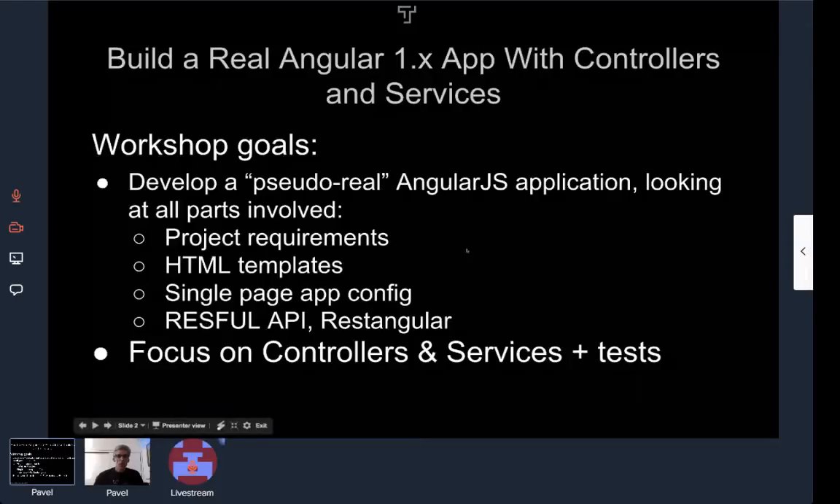So we'll start from the project requirements. We'll look at the HTML templates. We'll look at how we configure an application in Angular. And then we'll look at the RESTful API using Restangular as a library that allows us to talk from AngularJS to the server through the RESTful API. The focus of this workshop will be on which code belongs to which file in Angular, because early on when Angular tutorials came around, people didn't know what the best practice was, which code belongs where, because there were so many ways to do the same things over and over.